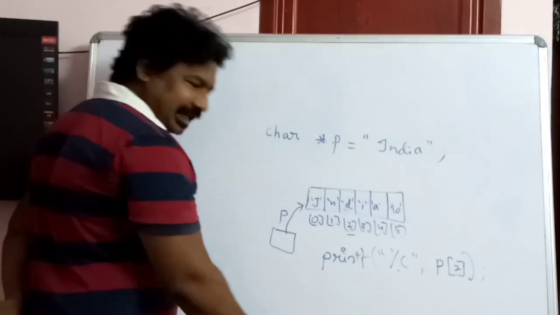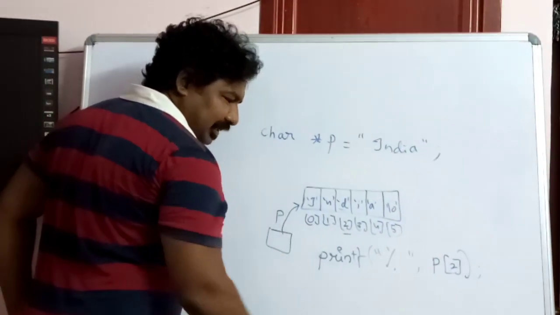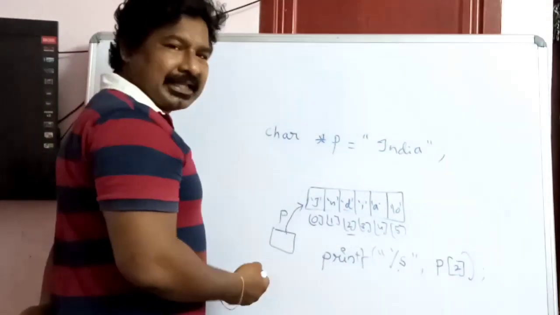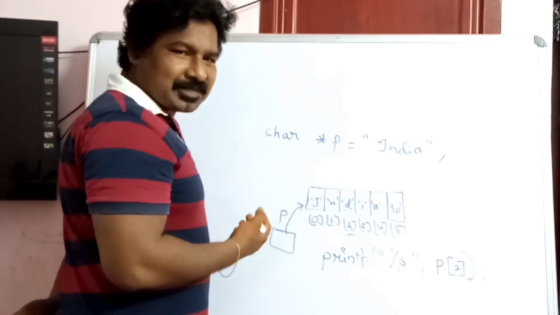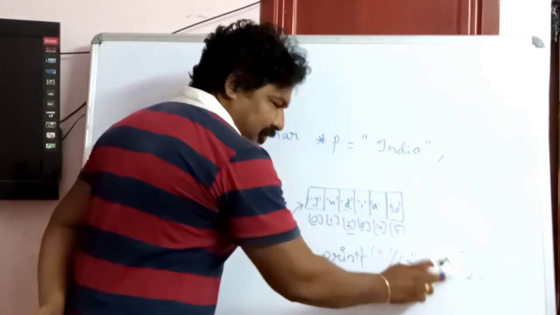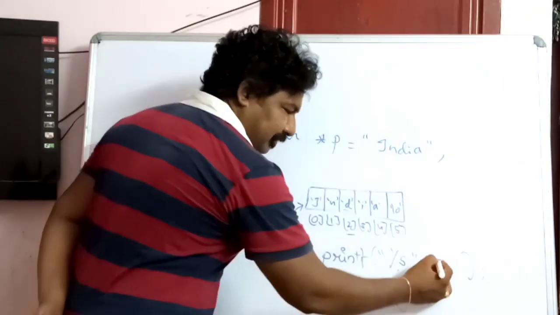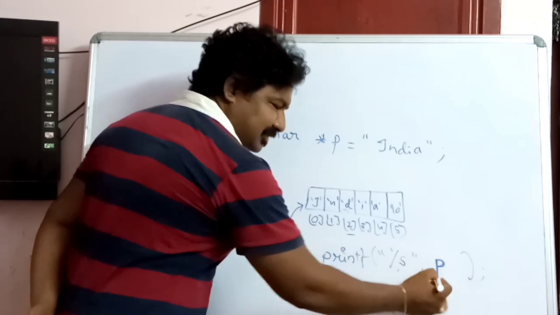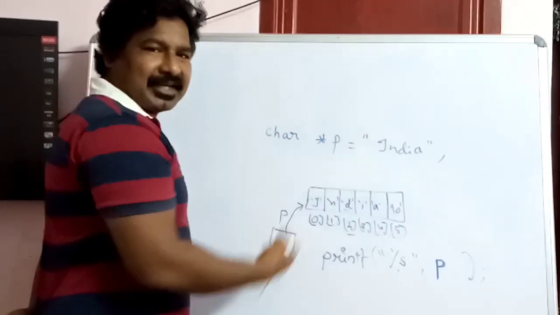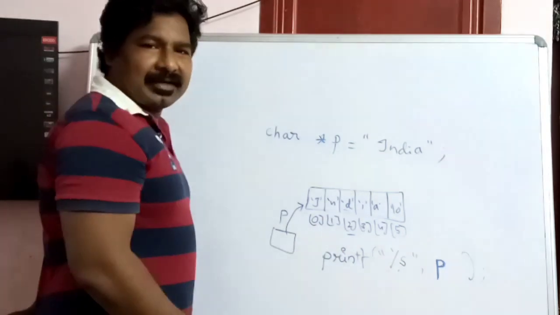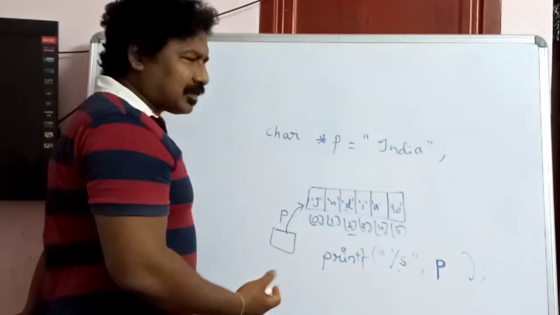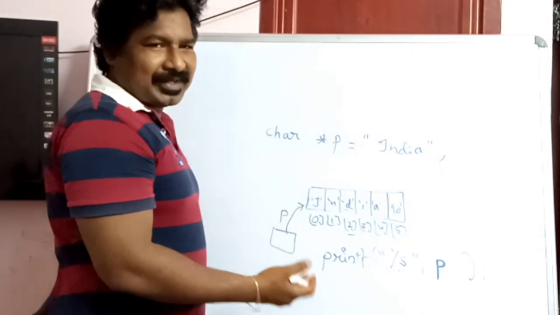If I want to print the entire string, then I can do something like this. I can use %s, the format specifier for printing a string on the screen, and instead of writing p with the index value, I can just use the name of the pointer, that's it. This will print the string India on the screen. This is how you can work with strings by using character pointers. This is the basic concept, how you can create strings with pointers.